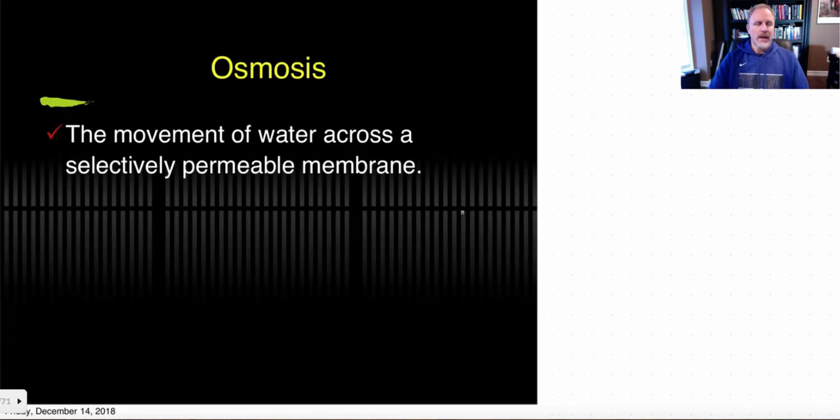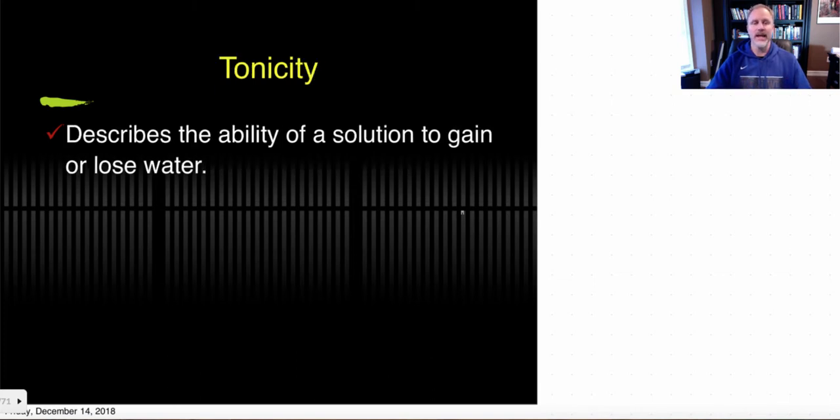Okay? So osmosis now, this is simply the diffusion of water. It's the movement of water across the semi-permeable membrane. We did, of course, a couple of labs that talked about this with the corn syrup and the dialysis tubing. We did it with the cells and the sugar water, with the potatoes, with the seaweed, that sort of thing. That was looking at osmosis.